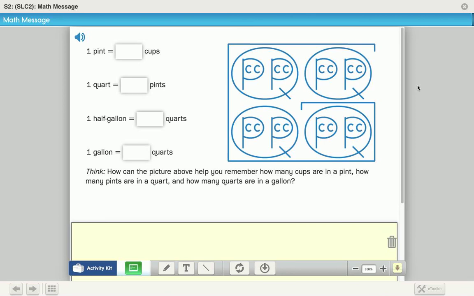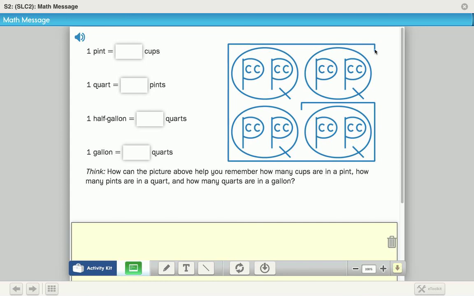Okay, our math message for today says, how can the picture above help you remember how many cups are in a pint, how many pints are in a quart, and how many quarts are in a gallon? So you can pause the recording at this point and see if you can figure out what goes in these 4 blanks.